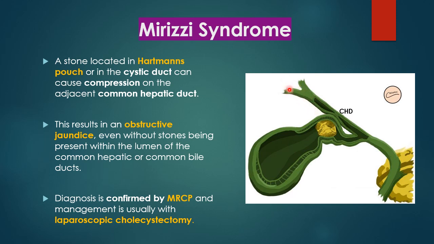So obstructive jaundice due to an impacted stone in the neck or cystic duct causing obstruction of the common hepatic duct is known as Mirizzi syndrome. And Mirizzi syndrome is usually diagnosed by MRCP and is usually managed by laparoscopic cholecystectomy.